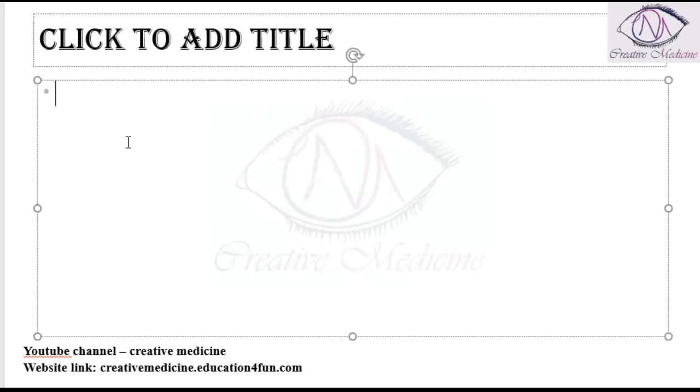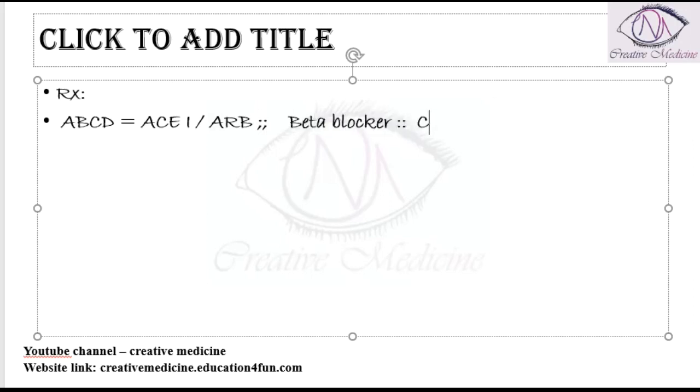So, management of hypertension based on the JNC 7 criteria. According to JNC 7 criteria, we use four drugs, that is A, B, C, D. A is for ACE inhibitors or ARBs. Then we have B for beta blockers. Then what is C? C is calcium channel blockers. Then D is diuretics. Among all these, it is better to start with a thiazide. Diuretics are mainly used for starting treatment for hypertension.